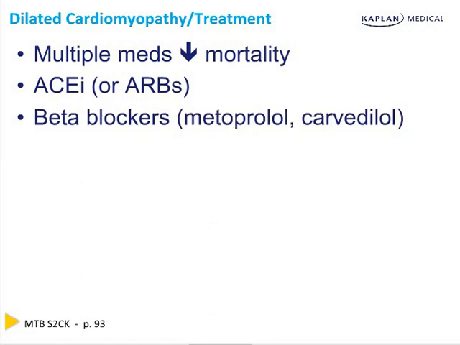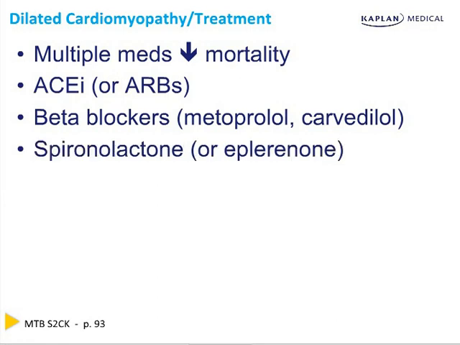Beta blockers are different. Atenolol is not good. Metoprolol, carvedilol, and bisoprolol are the beta blockers proven to lower mortality in dilated cardiomyopathy. And this question will be very specific for you. It'll say a person's on an ACE inhibitor or an ARB and on a beta blocker, and ask which of the following is most likely to benefit this patient. The right answer will be spironolactone or eplerenone.